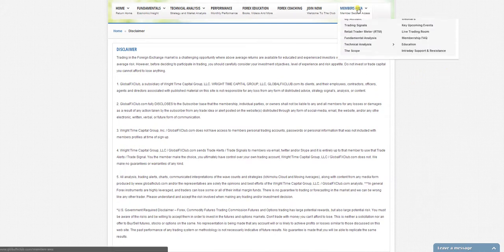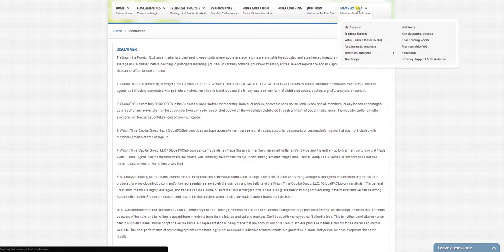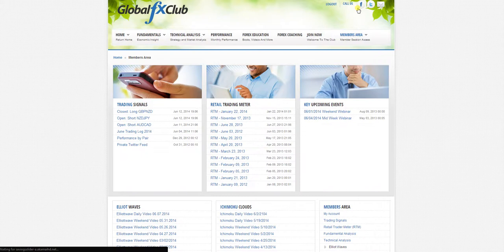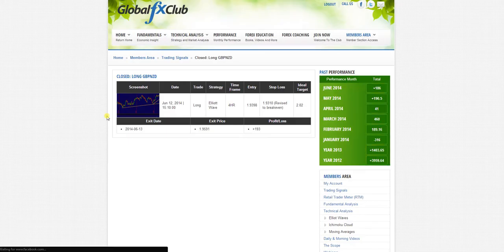All right, let's jump right into the markets. As of late, we are in three open trades. Those are the Kiwi Yen shorts, the Aussie CAD shorts, and the Kiwi Swiss shorts. Last week, at the close of the week, we closed out a pound Kiwi long, which worked out fairly well.